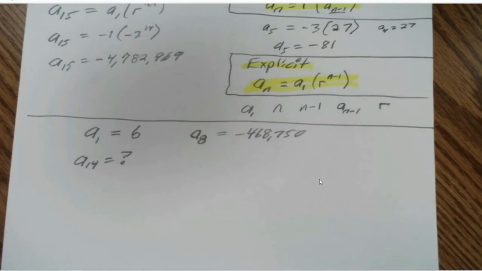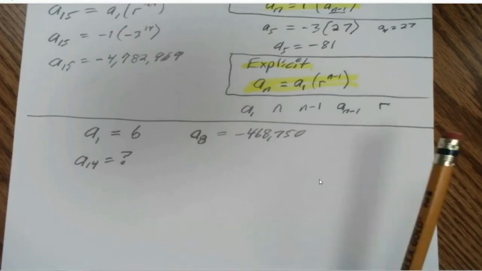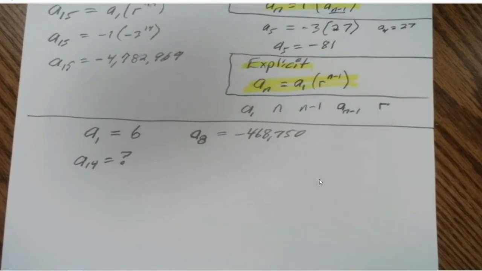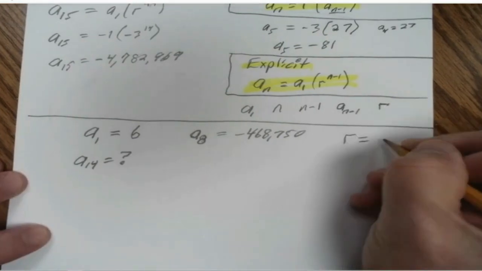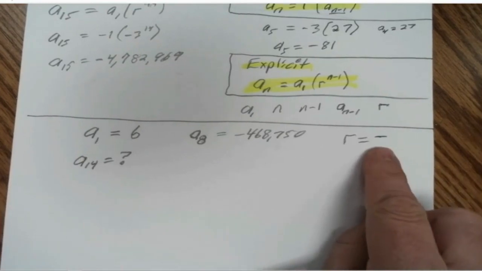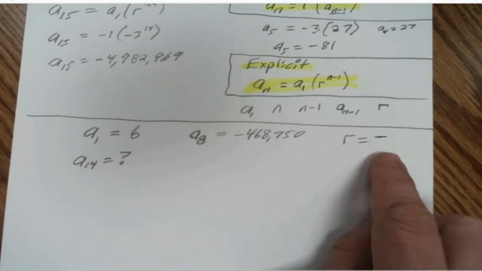Gosh, where do we start? Well, we know that for either formula, we need r, which is the common ratio. What's being multiplied each time in the sequence? Well, having this and this, it's hard to even put a good guess out there, right? The only thing we know for sure right now is our r is going to be negative. How do we know that? Why do we know the r is going to be a negative number?